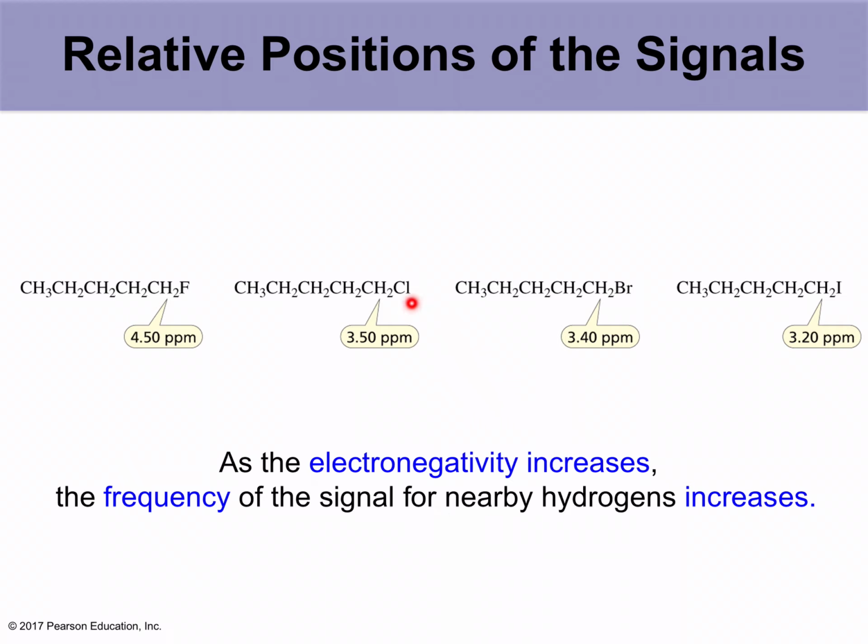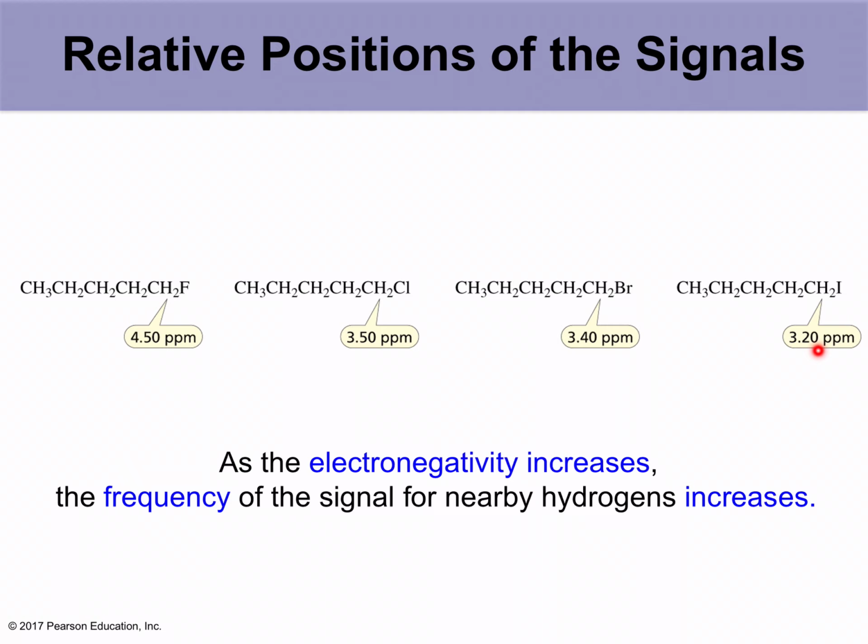Chlorine is less electronegative compared to fluorine, so it would appear at a lower frequency, 3.5, more upfield. Bromine is further down, so it is less electronegative compared to chlorine, and it will appear at 3.4. Similarly, iodine is even further down in the periodic table, and that would appear at a lower frequency.